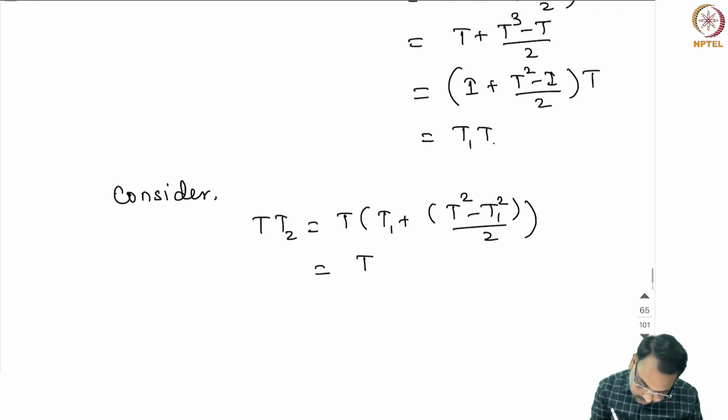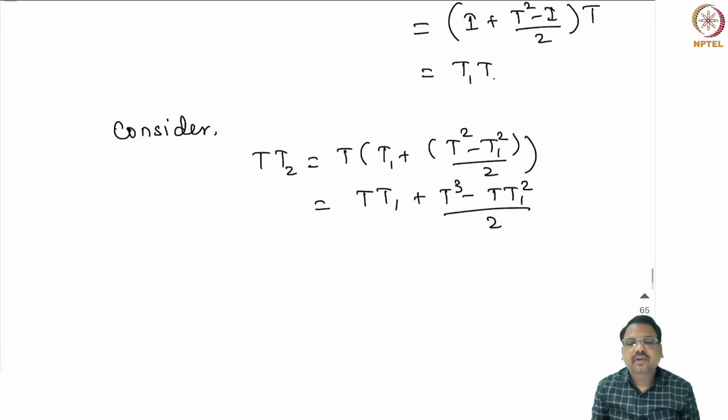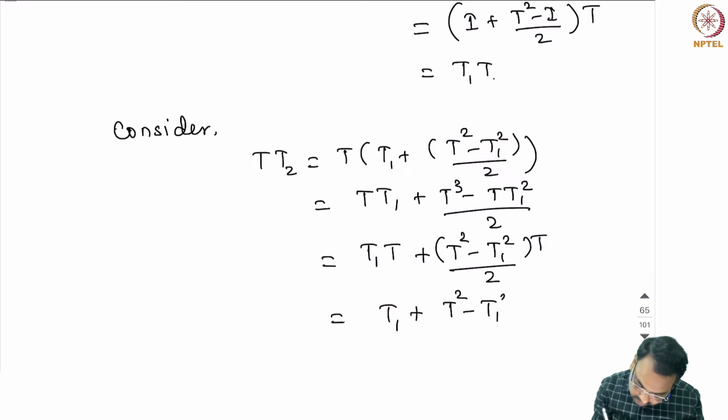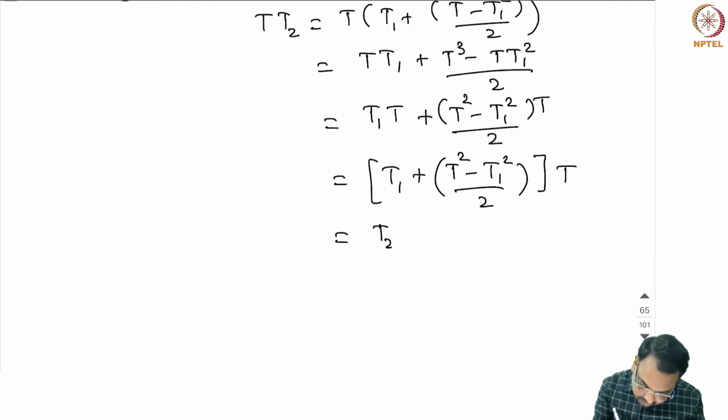So this is nothing but T1 plus T cubed minus T1 squared by 2. But by the earlier step, we know that T1 and T are commuting. So we can conclude that this is T1 into T plus T squared minus T1 squared into T by 2. So this is T1 plus T squared minus T1 squared by 2, into T. This is nothing but T2 into T.